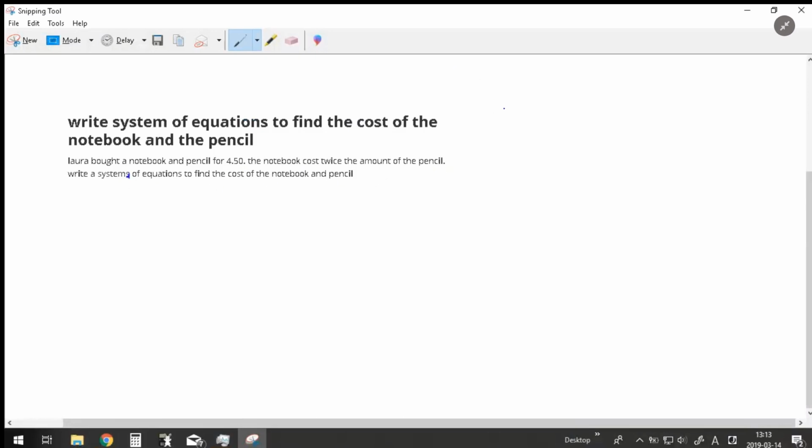All right, so let's keep this simple. Let's just say that our notebook is N. So we're really just trying to figure out how many notebooks there are and how many pencils there are. So we'll do P for pencils. How many are there of each of these? So here's how we can set this up. She bought a notebook and a pencil for $4.50. So that means that one of these notebooks and one of these pencils bought together will cost you $4.50. That's a good start. The notebook costs twice the amount of the pencil.